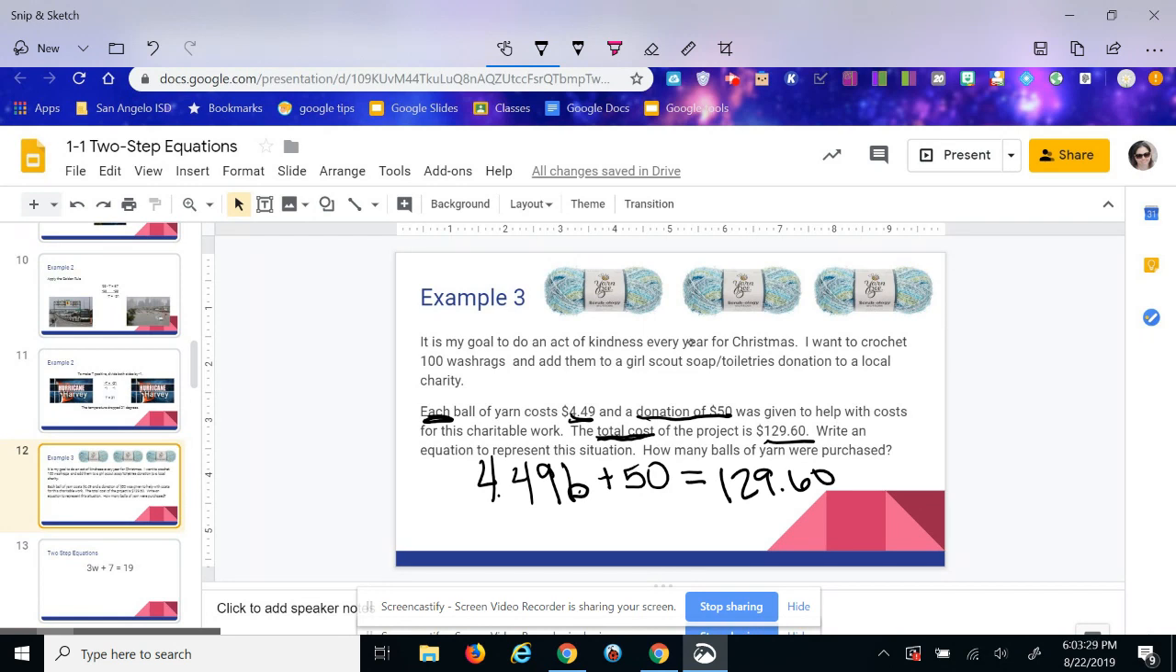So here's where I start. The opposite or the inverse of add is subtract 50. Subtract 50. Got to do it on both sides of that equal. I'm going to run out of room, I can tell. Okay, so I'm bringing down the variable. And 50 minus 50 makes a 0, so it cancels out. Bring down my equal.